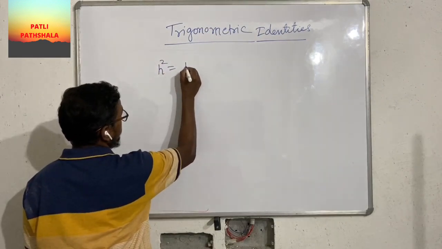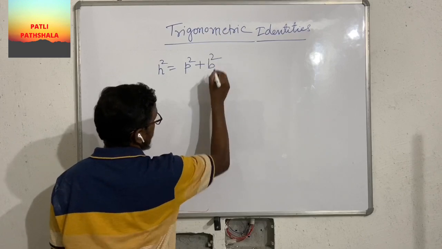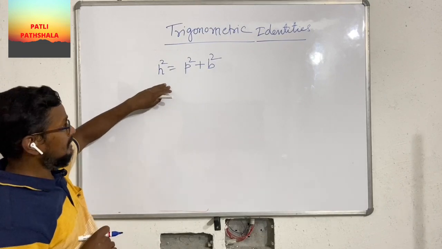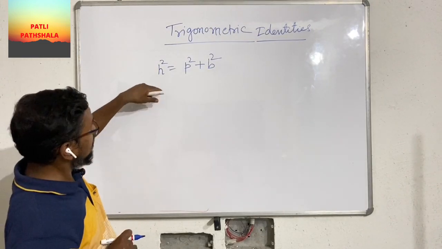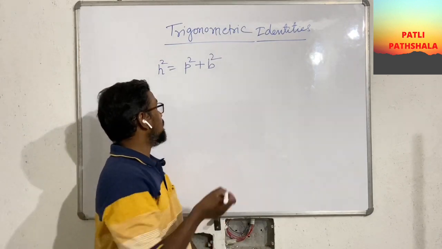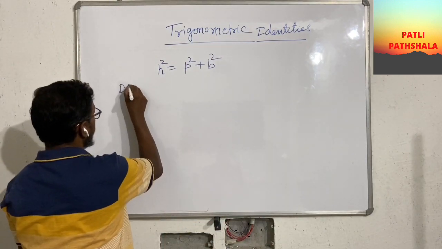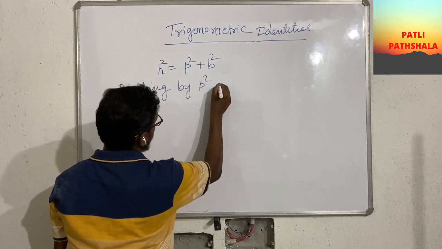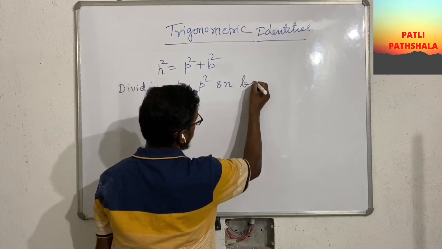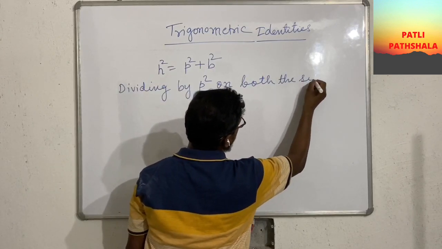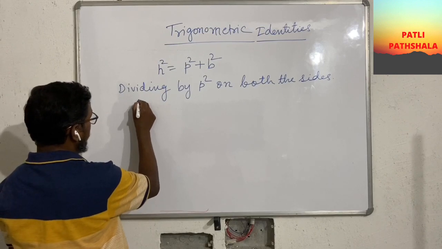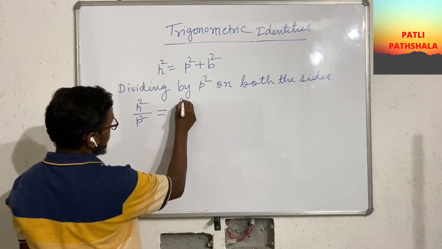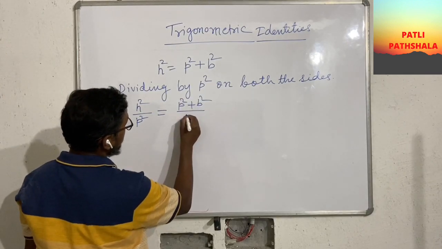h square is equal to p square plus b square. In the previous relation we had divided this relation by h square. Now this time we are going to divide this relation by p square. So dividing by p square on both the sides. If we divide, here on left side we will get h square by p square, on right side this will be p square plus b square whole divided by p square.